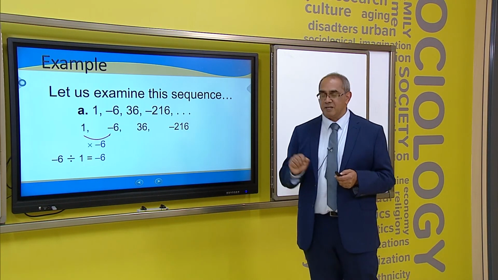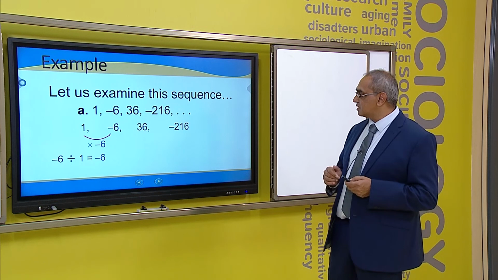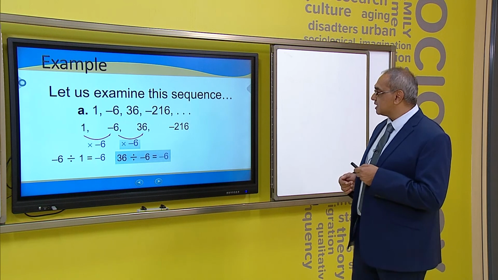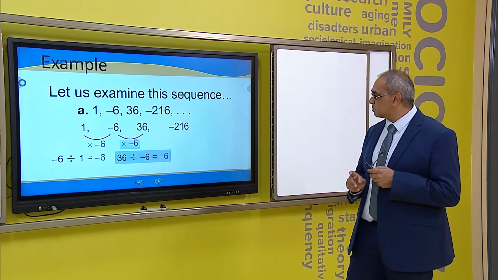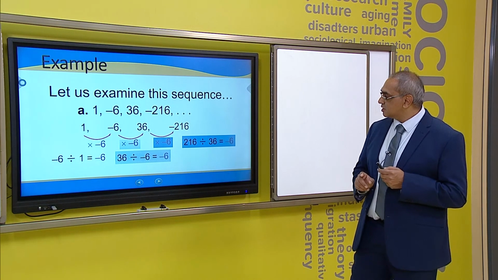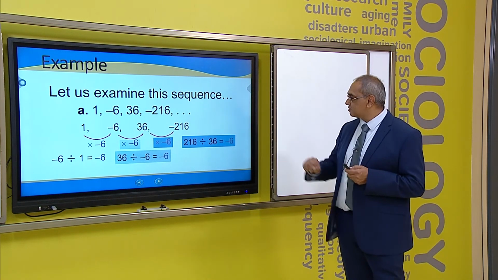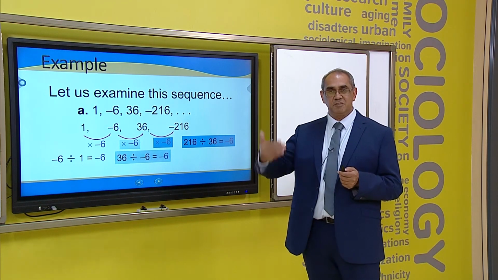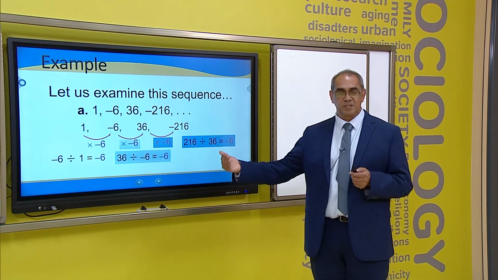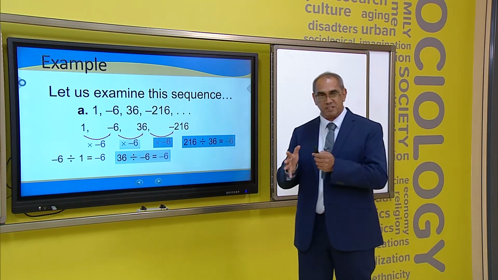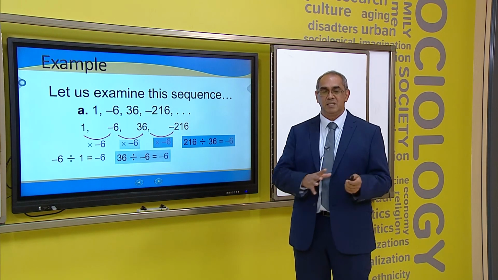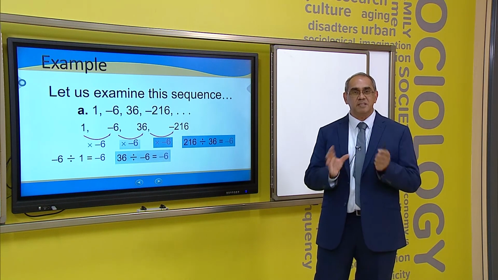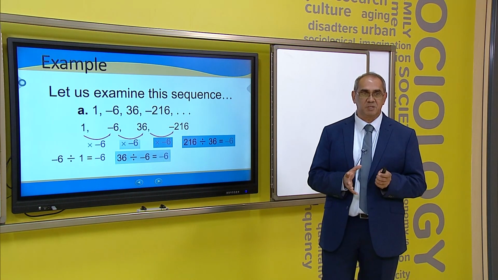So if I multiply 1 by minus 6, I get minus 6, that looks right. If I multiply minus 6 by minus 6 again, I get positive 36, that looks good, so I'm on the right track. And then 36 by minus 6 again gives me negative 216, so there we go. I can see that I'm multiplying every term by minus 6. So I'm not adding, I am not subtracting. That is arithmetic sequences. I am multiplying or dividing, and that is geometric sequence. That's the main difference between the two types of sequences that we have.